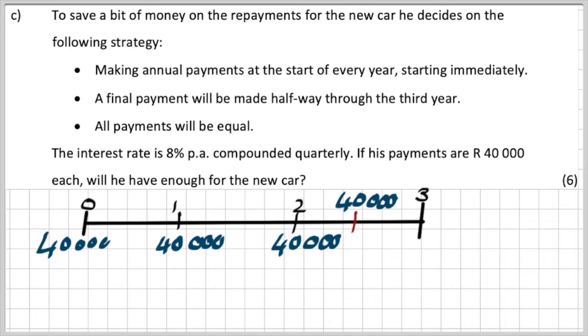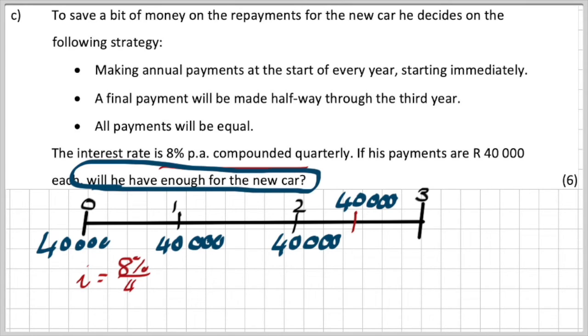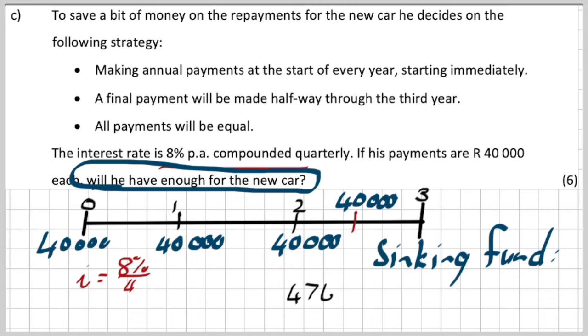And what am I going to do? I'm going to take my interest rate, which is compounded quarterly, and I am going to ask myself, how much do I actually need to get for me to answer this question? So I need the sinking fund value. So the sinking fund value is going to be the replacement cost, which is 476,000. Remember, that's what it's going to cost after inflation.